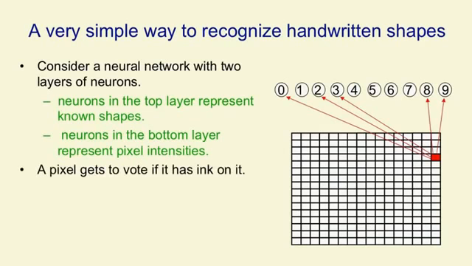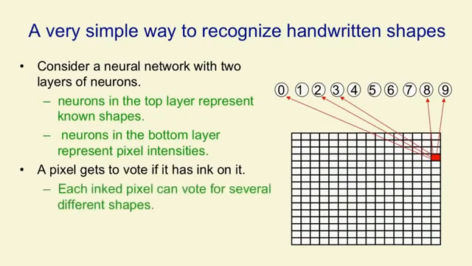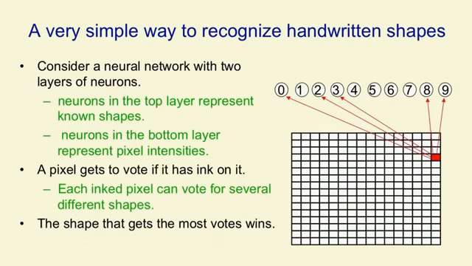If a pixel is active, what it does is it votes for particular shapes, namely the shapes that contain that pixel. Each inked pixel can vote for several shapes, and the votes can have different intensities. The shape that gets the most votes wins, so we're assuming there's competition between the output units. That's something I haven't explained yet, and we'll explain in a later lecture.